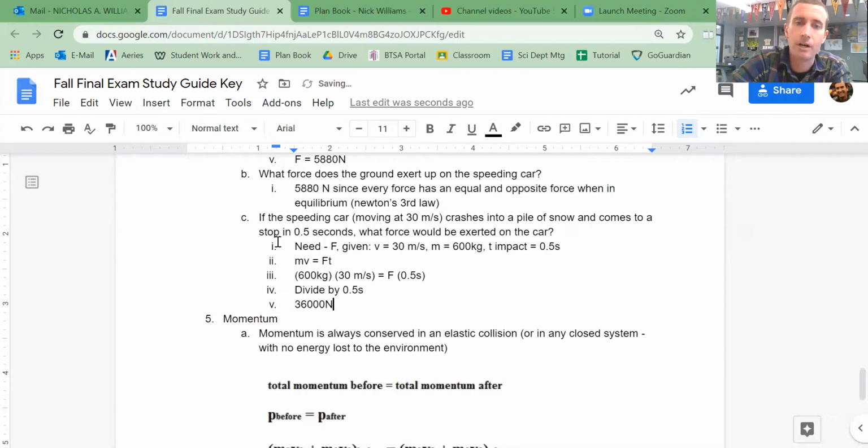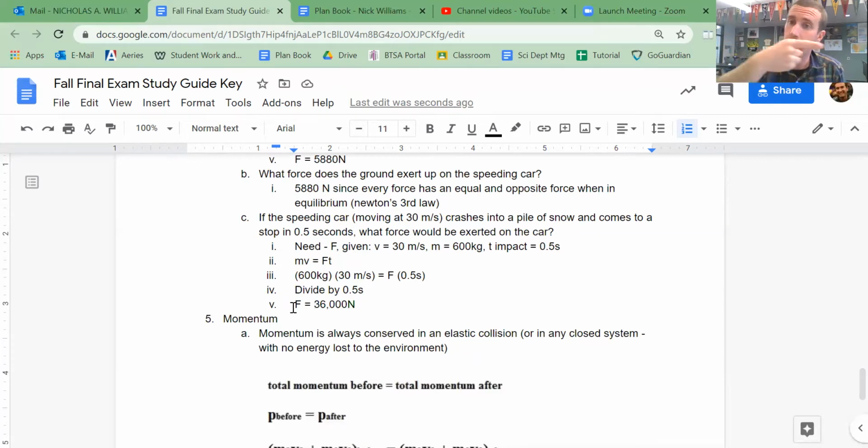36,000 newtons of force would be my total force. And is that a reasonable force to exert on a car? It is. It crashes in. It might compress my car a little bit because I'm moving at 30 meters per second. That's like 65 miles an hour. If I go from 65 miles an hour down to 0 in half a second, that might be pretty intense, but that is a valid force.